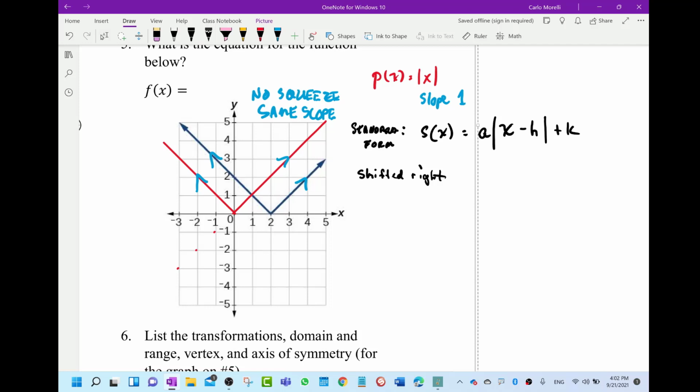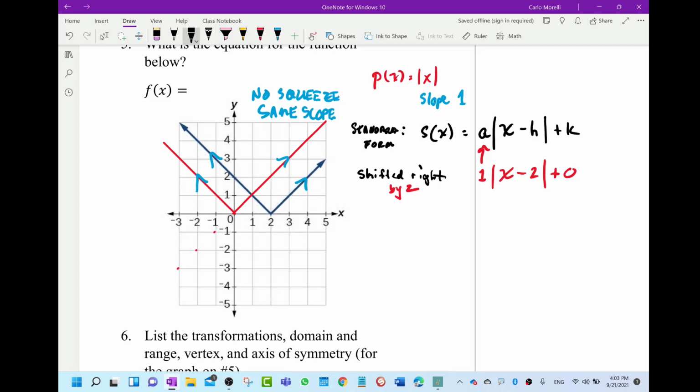So let's write the equation. What do we know about our equation? We know that a is 1 because it's the same as the original, because the lines are parallel. So 1 times the absolute value, and we're in terms of x, so x, and we have a shift right by 2. That would be x minus 2, absolute value. Do we have a vertical translation of any kind? No, so it would be plus 0. Now can we simplify that? Yeah.